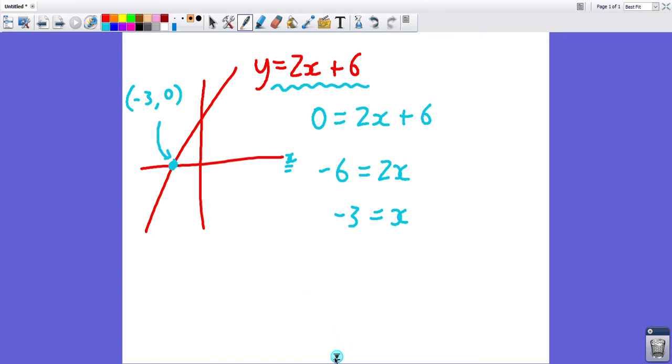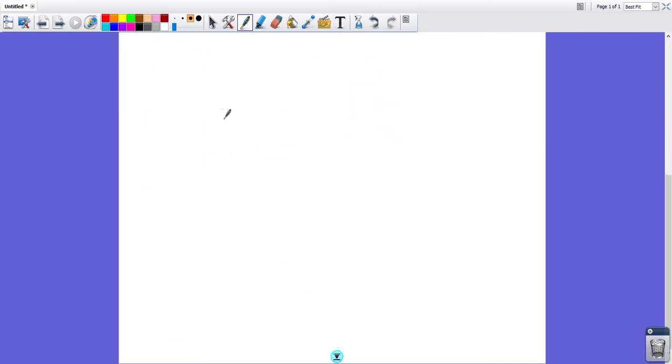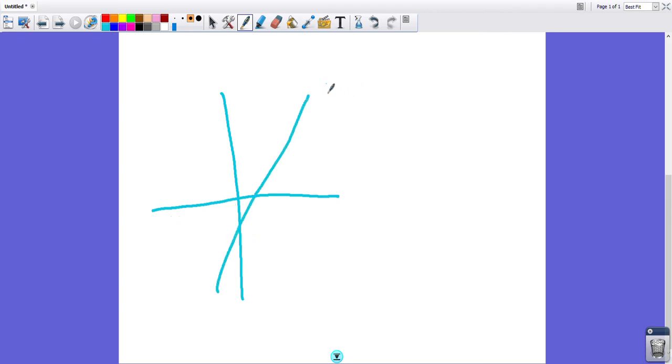Okay, I can do another one. I'm just going to make up the equation of some line here. We can say this line has the equation y equals 3x minus 15. Okay, and I want to find out the x-intercept, the point where it crosses the x-axis. So once again, I'm going to recognize that on the x-axis, at the x-intercept, the y-coordinate is always 0. So I'll call y 0 right now.